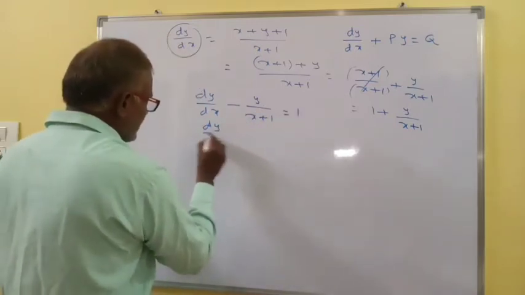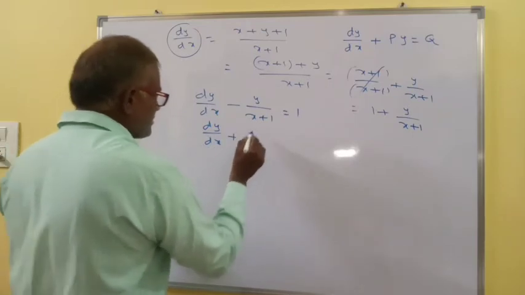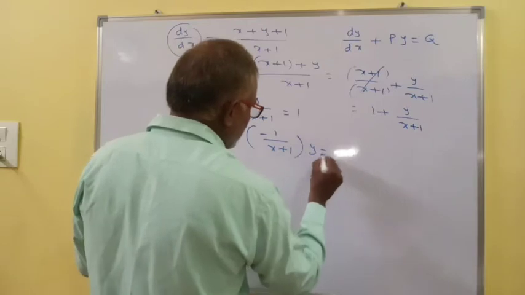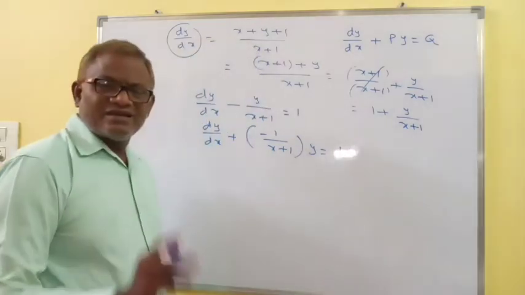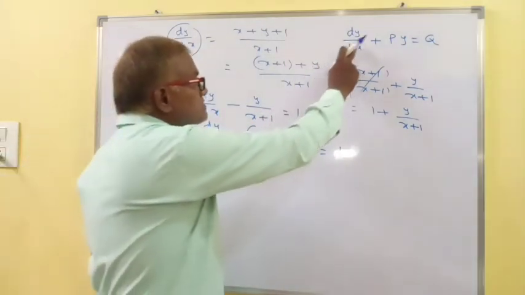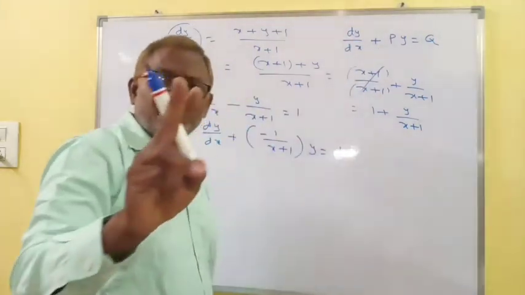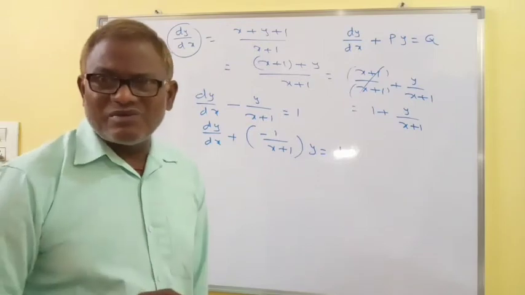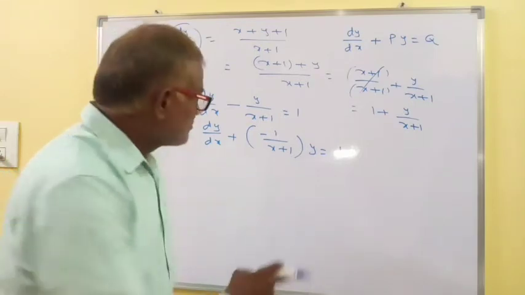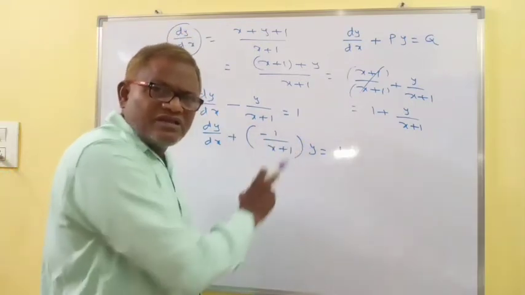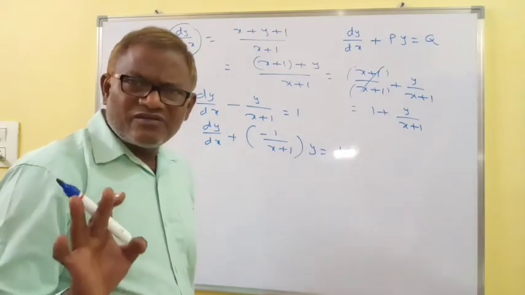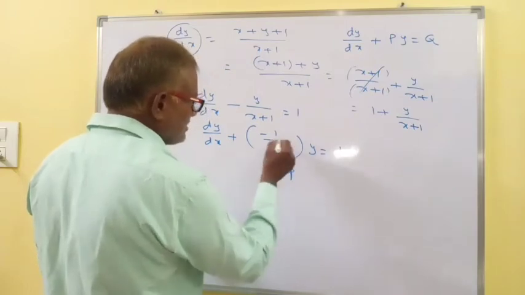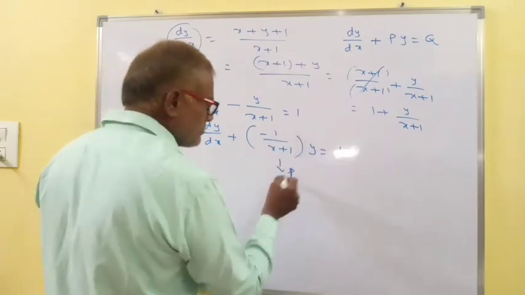Again, this you can write as dy by dx plus minus 1 by x plus 1 into y is equal to 1. Remember this one. Always you have to express the given DE in that form only. After that you have to find the IF. Without changing the given DE like this, we can't find the IF. So clearly this whole bracket is nothing but P.